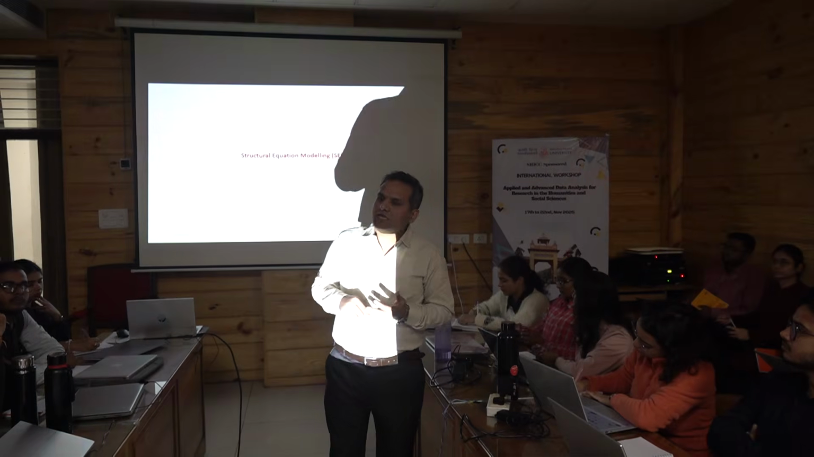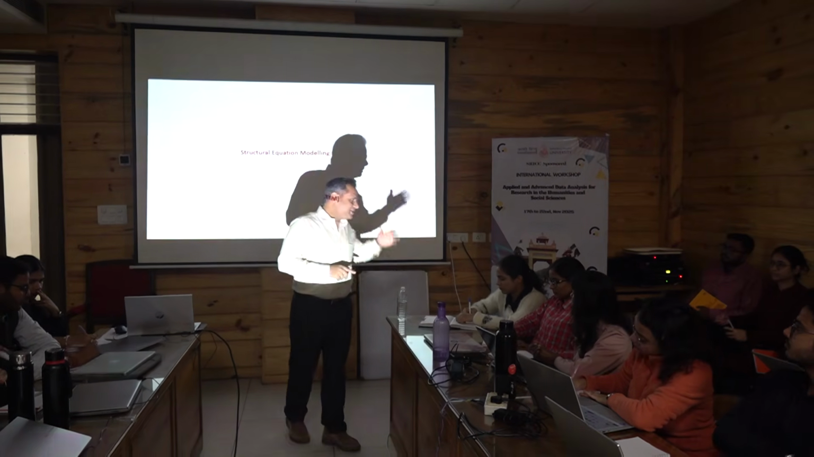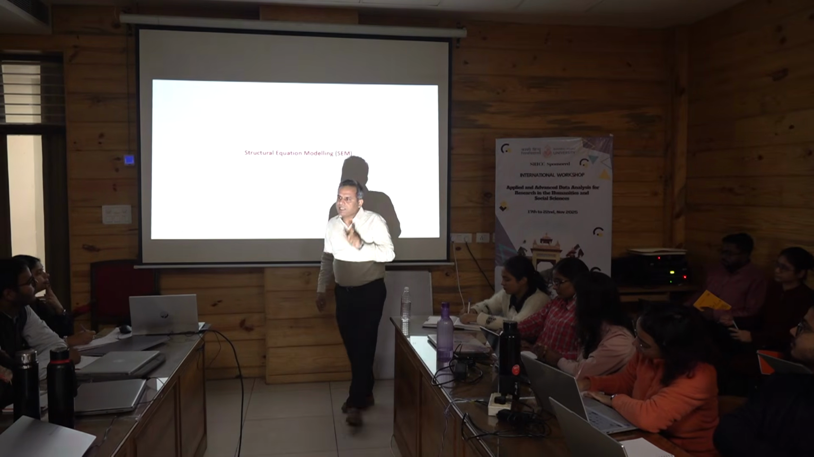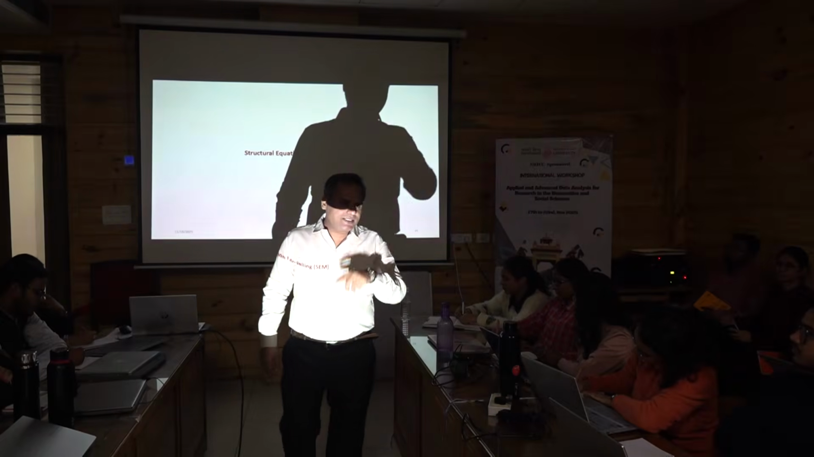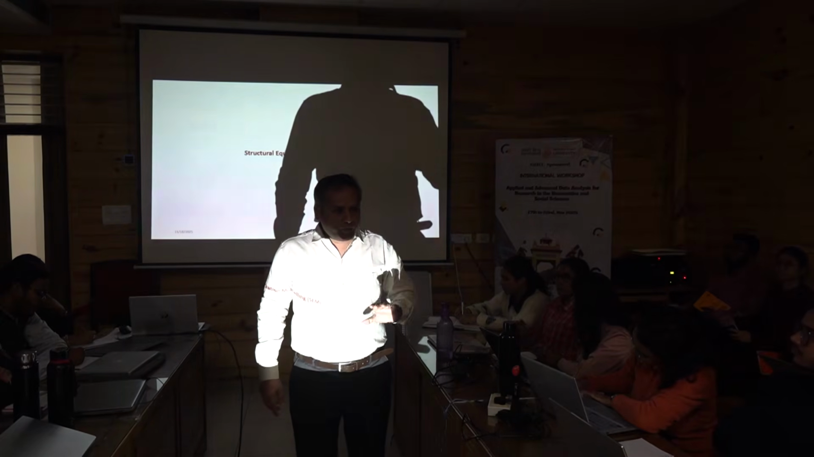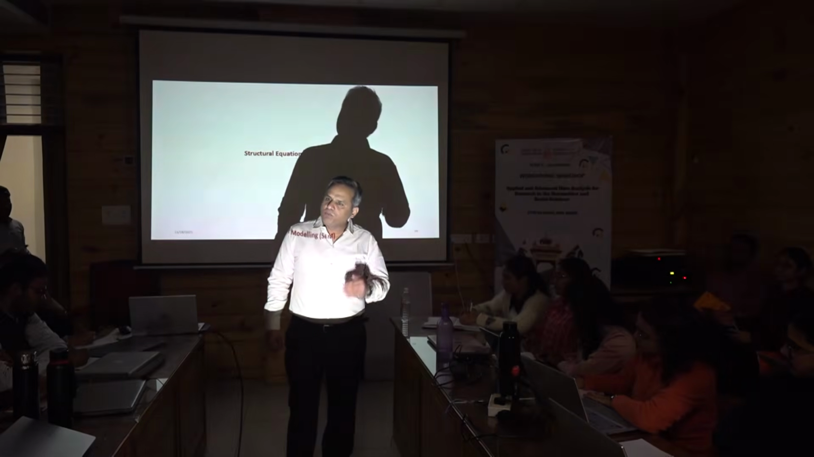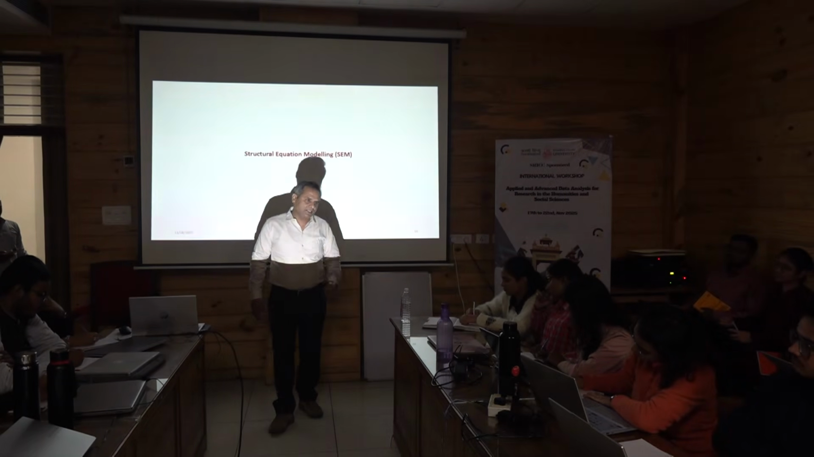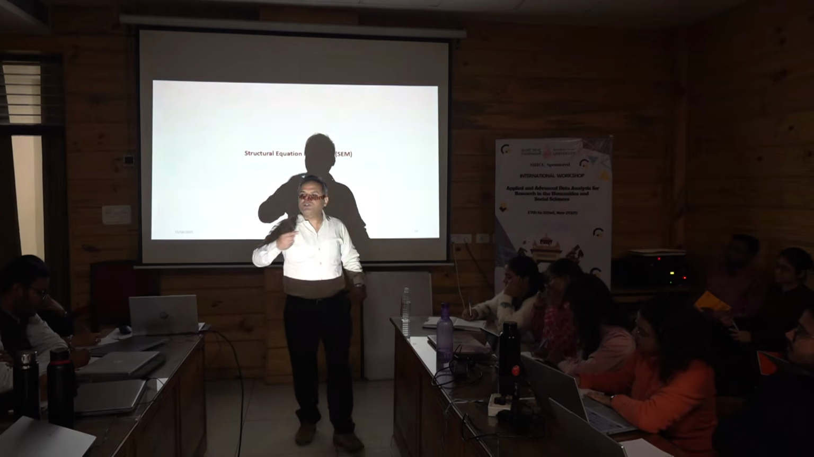So there is something known as convergent validity and there is something known as discriminant validity. Just remember yesterday's validity slide. Construct validity is established through two measures: one is convergent validity and the second is discriminant validity. Now the beauty of SEM is that it allows you to establish both sets of validity, convergent validity and discriminant validity. And along with that, it also helps you to test the path relationship.